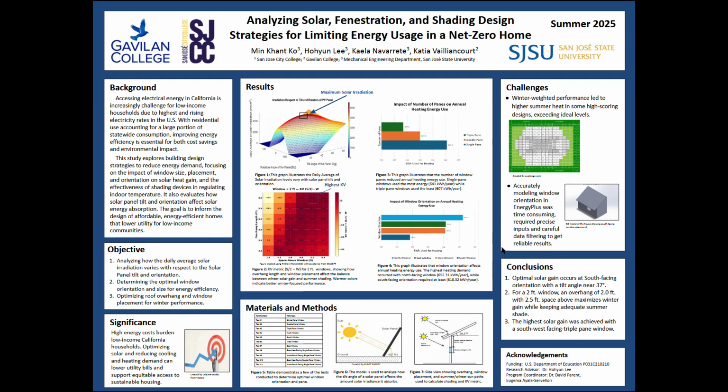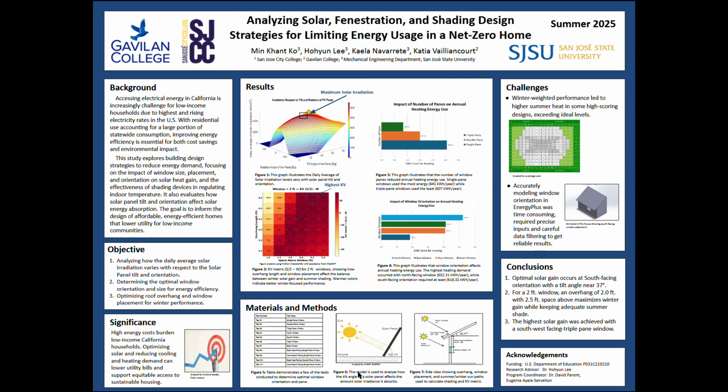Now here in figure 4, this also relates to objective 2. The graph illustrates that window orientation affects annual heating energy use. The highest heating demand occurred with north-facing windows, while south-facing orientation required the least.